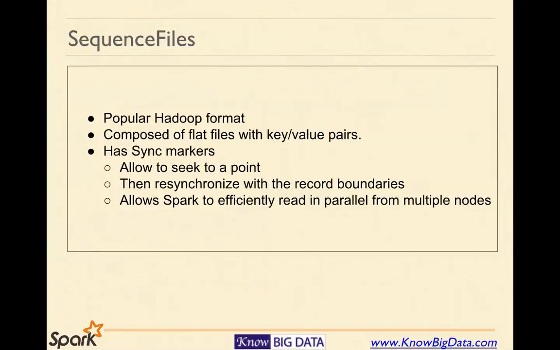Next is sequence file. It's a popular Hadoop format, composed of flat files with key value pairs. It has markers. There is a header in the sequence file which shows which record starts where. Those markers allow you to jump between the nodes.